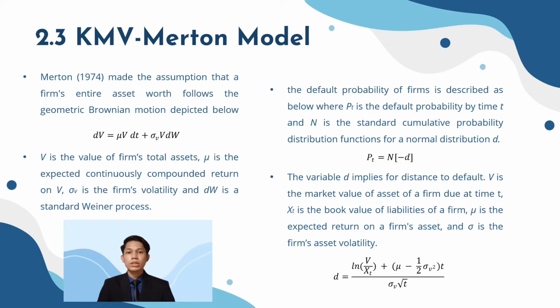The KMV-Merton model was created using the Merton model as a foundation. Merton made the assumption that a firm's entire asset worth follows the geometric Brownian motion as depicted in the equation on the left. Default is described as occurring when, at the time the debt matures, a firm asset's market value is lower than its liabilities book value. Therefore, the default probability of firms is described as the equation on the right side of this slide.